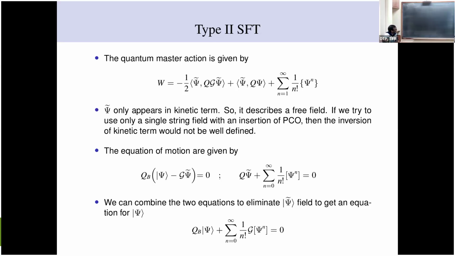Now, you can show that the inverse of this operator is well defined. I'm not deriving it, but it is well defined. The kinetic term is both of these terms, and the inverse of this whole operator is now well defined. You can show that it will not involve the inverse of this curly G.